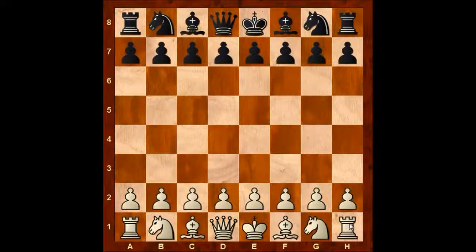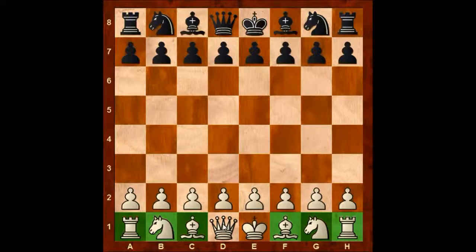The rooks are placed at the corners. Next to these rooks there will be knights. Next to the knights there will be bishops. And finally, there will be two central squares where you have to place king and queen.